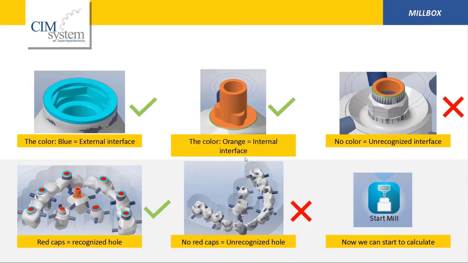So here you can see some different cases. External interface, orange interface for internal interfaces. In this case, it doesn't recognize properly all the connections. So this could be a problem working with the normal strategy and directly from the STL file. Here we can also see the red caps for all holes, which means that all holes were recognized properly, not in this image. If all these parts are correct, we can start milling.